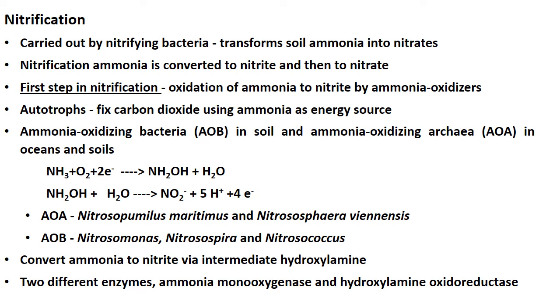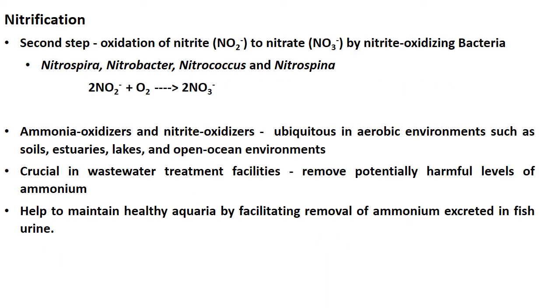Since this process of oxidation of ammonia to nitrite releases a very small amount of energy, these ammonia oxidizing organisms are very slow growing organisms. The second step in nitrification is the oxidation of nitrite to nitrate. This is carried out by a group of bacteria known as nitrite oxidizing bacteria. Examples are Nitrospira, Nitrobacter, Nitrococcus, Nitrospinum, etc. This process also yields a very small amount of energy, and as a result, these organisms are also capable of only very slow growth.